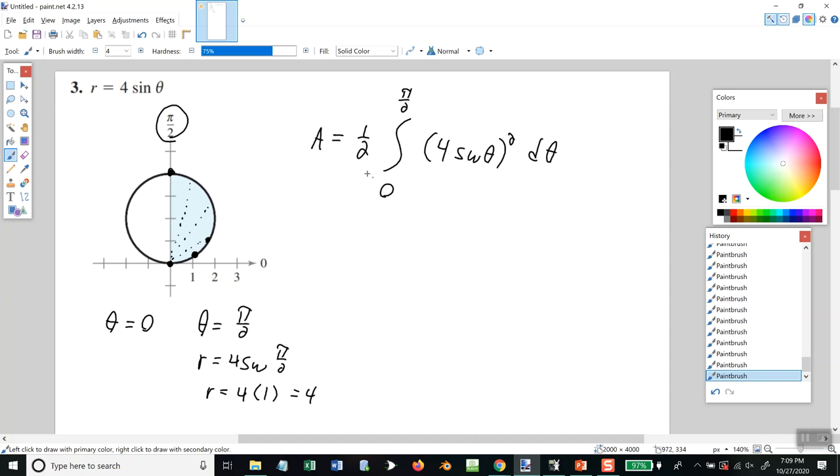Now I do a lot of setup on these, but I probably won't go through and actually do the problem completely because they're all the same, or it seems like they are anyway. Let me go ahead and finish this one.